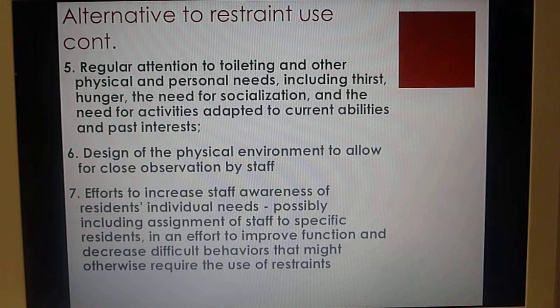Regular attention to toileting and other physical and personal needs, including thirst, hunger, the need for socialization, and the need for activities adapted to current abilities and past interests. Design of the physical environment to allow for close observation by staff, and efforts to increase staff awareness of residents' individual needs, possibly including assignment of staff to specific residents in an effort to improve function and decrease difficult behaviors that might otherwise require the use of restraints.